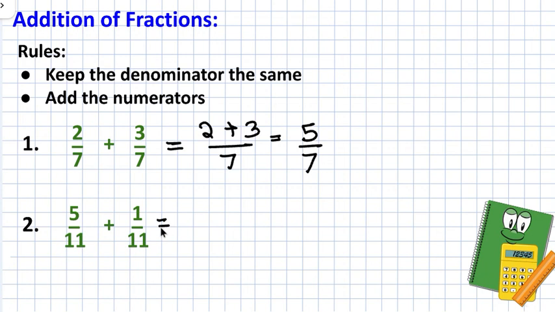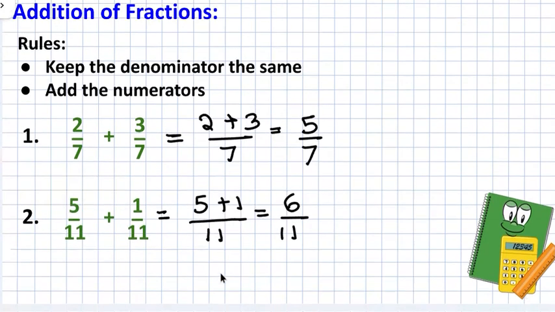Number 2, we have 5 over 11 plus 1 over 11. So we add the numerators, we say 5 plus 1, then we keep the denominator, 11. So this becomes equal to 5 plus 1 is 6 over 11. So that's our answer. So let's dive into subtraction.